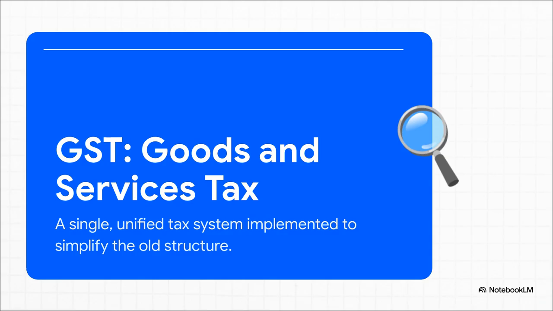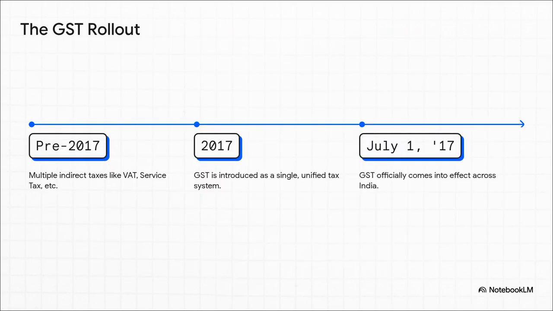And then came GST, the goods and services tax. It was designed to be the answer to all that chaos. It just swept away that whole complicated mess and replaced it with one single unified tax. The big idea, the slogan, was one nation, one tax, one market. The goal was just to make doing business way simpler and a lot more transparent for everyone. So, the big day was July 1st, 2017. That's when this massive change officially happened. And from that point on, everything about how businesses and you dealt with taxes was just completely different.